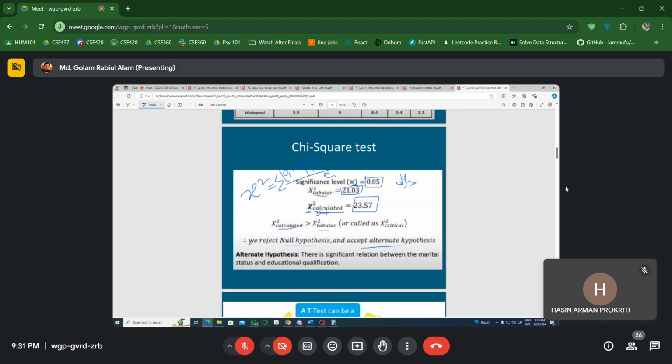So here is the alternate hypothesis. That means we have to accept the alternate hypothesis. It means there is a significant relation between marital status and educational qualification. So this alternate hypothesis is accepted.